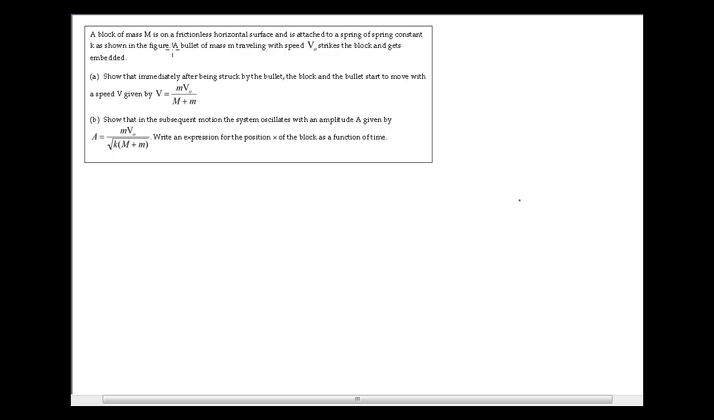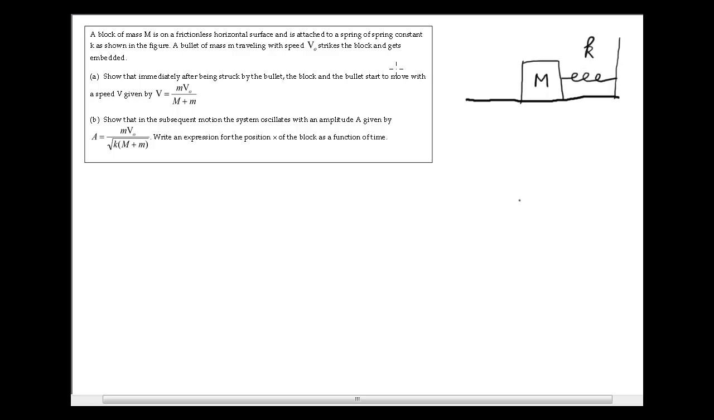least part of it. At first it says a block of mass m is on a frictionless horizontal surface and is attached to a spring of spring constant k as shown in the figure. Well, I decided that I would sketch the figure here on my sketch pad. So there's a wall, and then there's a large block of mass capital M sitting on this horizontal frictionless surface, and here's the spring with spring constant k. I usually use a cursive k for this just out of habit.